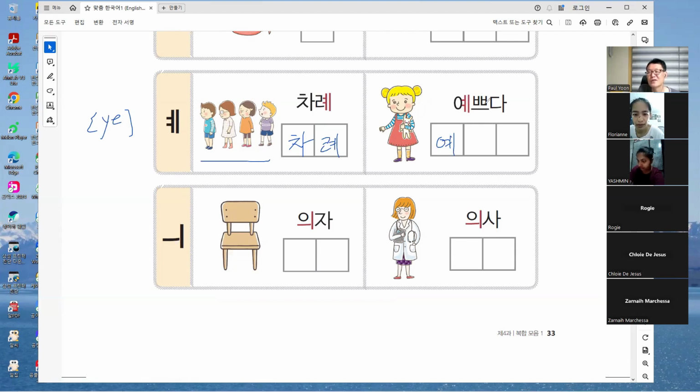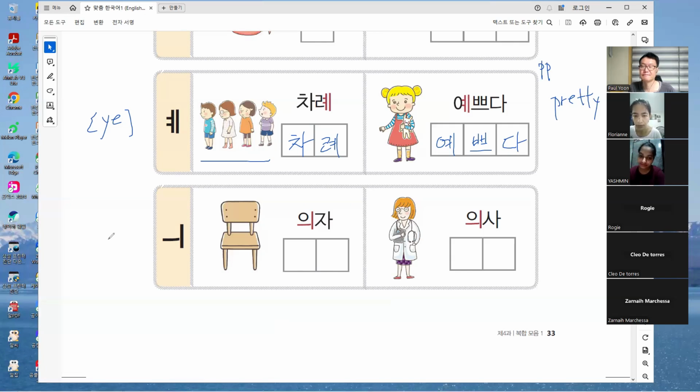We didn't study this double consonant yet, right? Maybe next time we are going to learn double consonants. 푸다, there's a B sound. 예쁘다. Pretty. 예쁘다. Pretty. Okay, this one, 의.